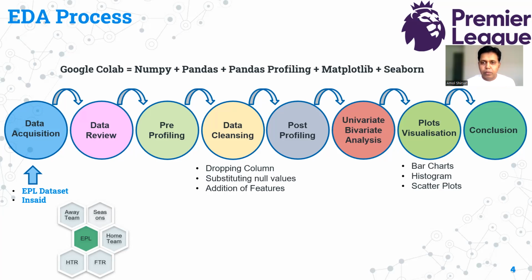After post-profiling, we use various types of analysis: univariate, bivariate, and multivariate analysis. For the visualization, we use libraries like matplotlib or Seaborn, where we visualize these features and try to understand what they say, what the relationships are, and what the meaning of that data is, with the help of visualization charts like bar chart, line chart, area plot, histogram, scatter plot, and density plot. So there are multiple plots available. Based on what type of data we are trying to analyze, we can use a variety of plots.